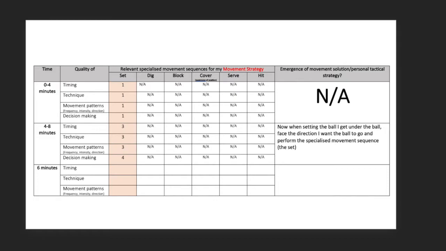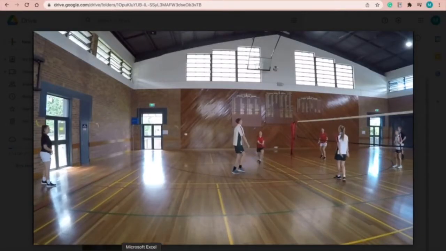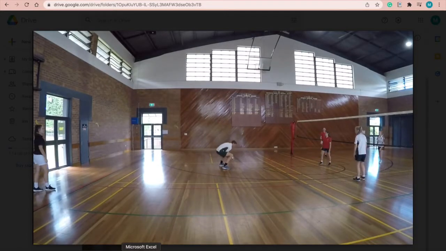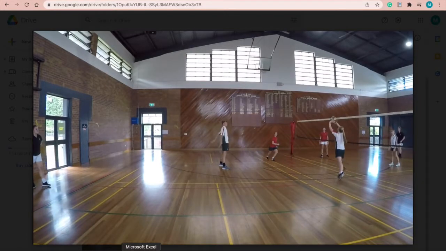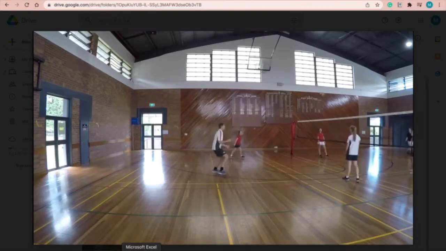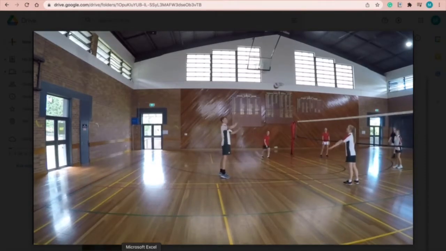In the first 4 minutes, it can be seen I had 3 ineffective sets whilst only having 1 effective set. These sets were ineffective as they did not go to the hitter's optimal position. They instead either went behind the attack line or over the net. This speaks to a lack of quality of movement, in particular the components of accuracy, effect, efficiency, and force development.